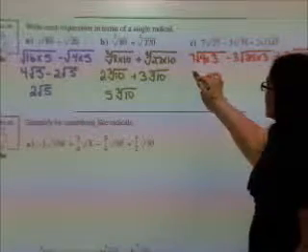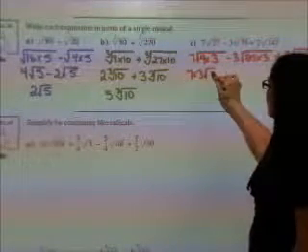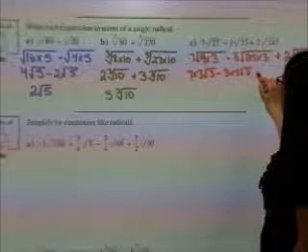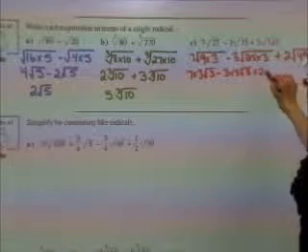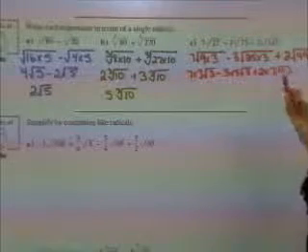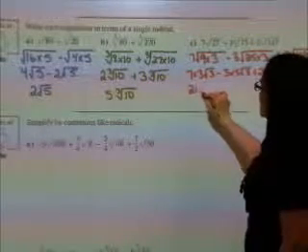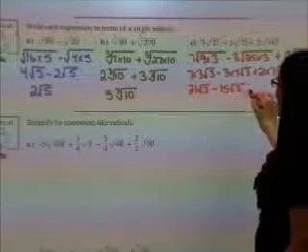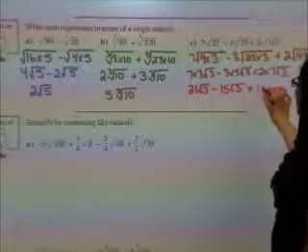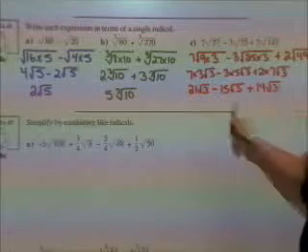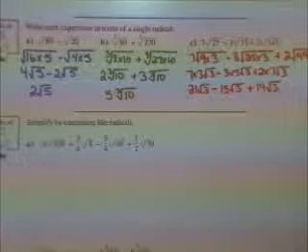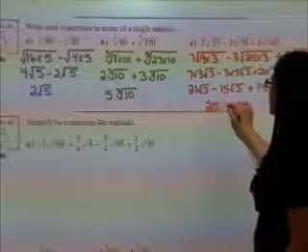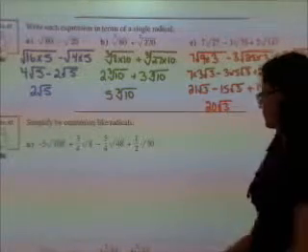So this becomes 7 times 3 root 3 minus 3 times 5 root 3 plus 2 times 7 root 3, 21 root 3 minus 15 root 3 plus 14 root 3. So 21 minus 15 is 6 plus 14 is 20 root 3.